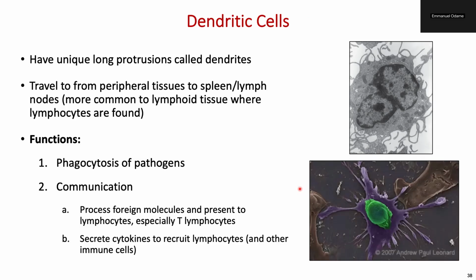So, back to communication again. They process foreign molecules similar to macrophages and present them to lymphocytes, specifically T lymphocytes, and they also secrete cytokines to recruit lymphocytes and other immune cells. They are extremely better at activating T cells than macrophages.